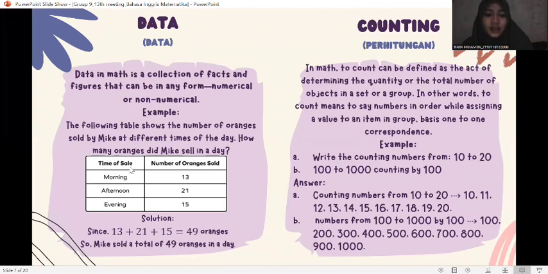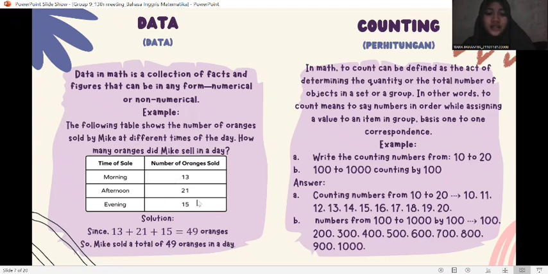So time of sale, the number of oranges sold. Morning is 13, afternoon is 21, and evening is 15. So the solution is 13 plus 21 plus 15 equals 49 oranges. So Mike sold a total of 49 oranges in a day.